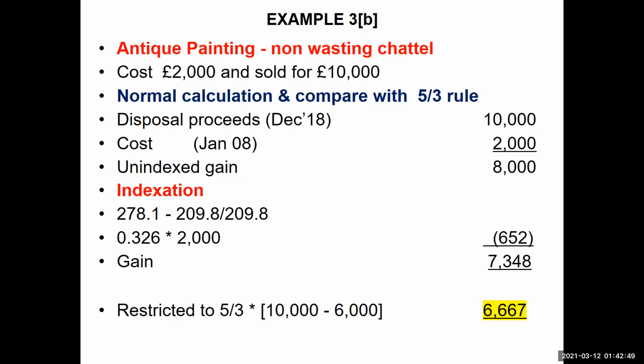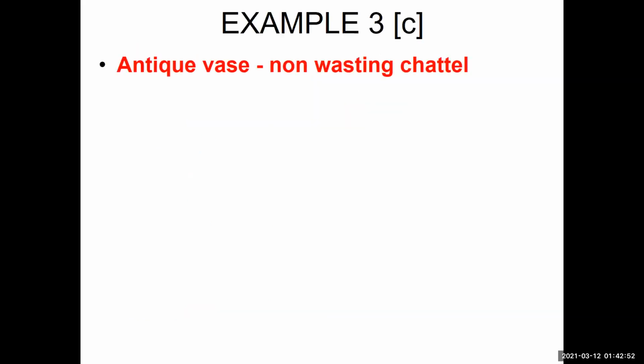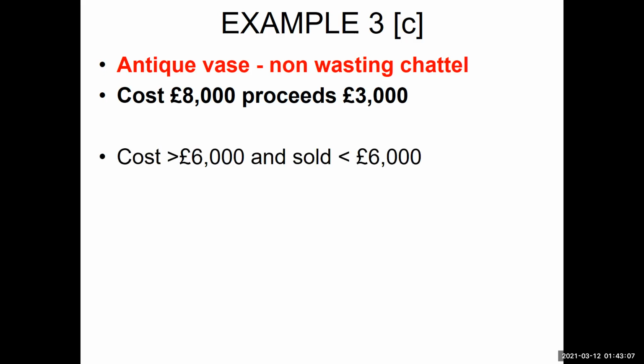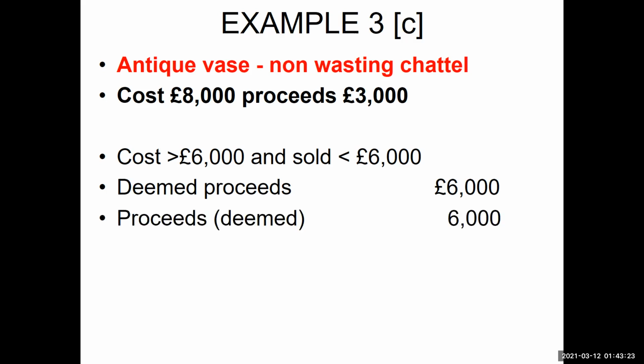Great. Question number 3. So we look at, again, a vase, antique vase, which is a non-wasting chattel. Cost was 8,000. Proceeds was 3,000. Typically, we make a capital loss of 5,000, right? But in this scenario, we have to equate the proceeds to 6,000. So cost was more than 6,000, sold for less than 6,000. So our deemed proceeds will still be 6,000 per the schedule. Remember the rule? So the deemed proceeds is 6,000, and then the cost is 8,000.